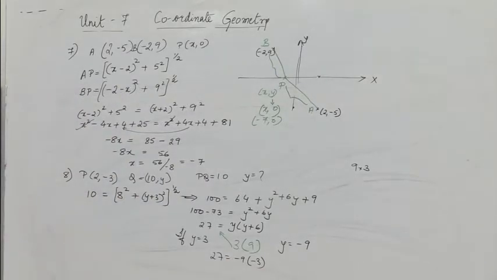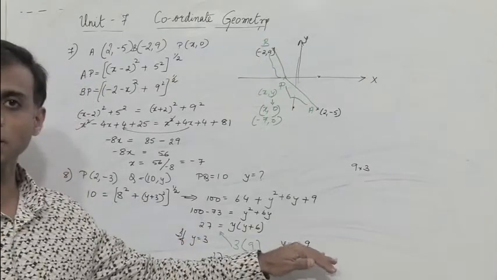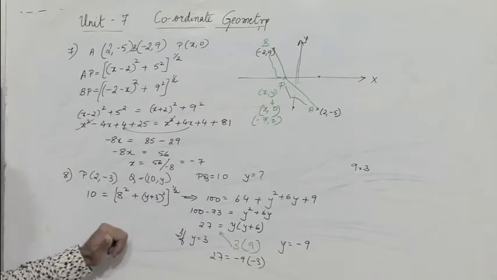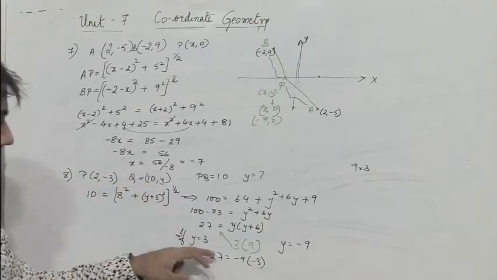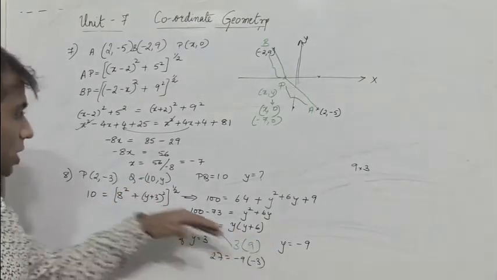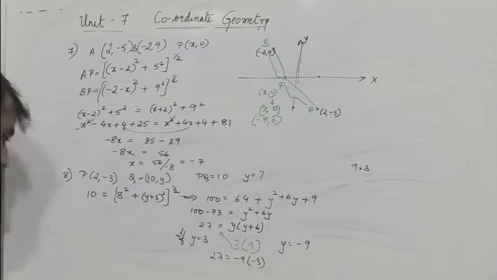So we have two answers. y can either be 3 or y can be minus 9. In both the cases, I get the value 27 here. So the point Q can either be (10, 3) or (10, -9), where the distance PQ would be 10 in both the cases.